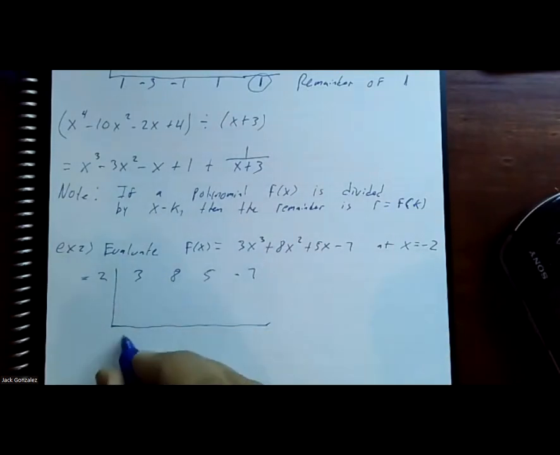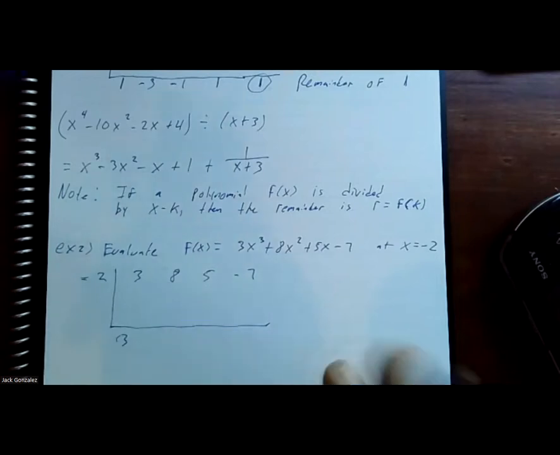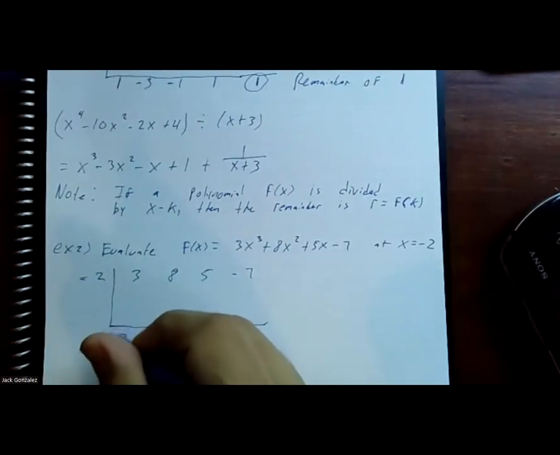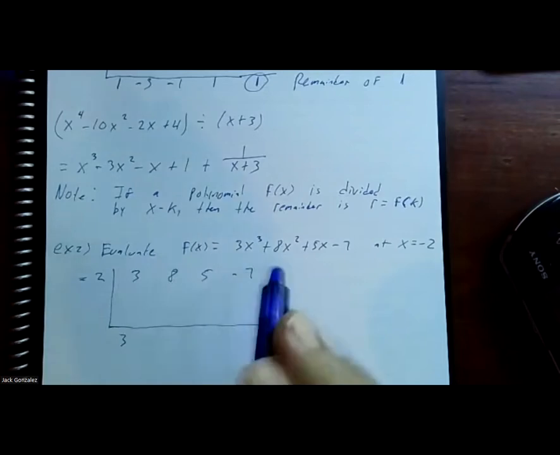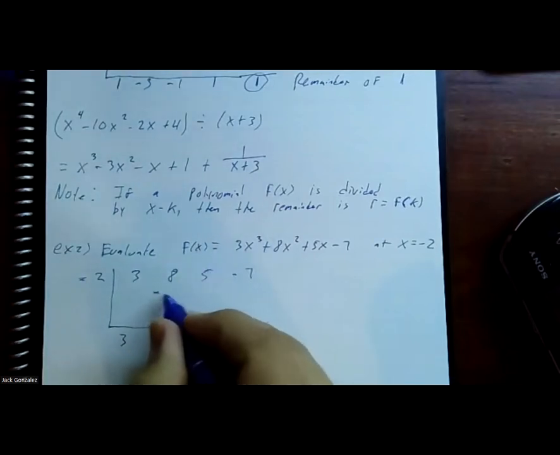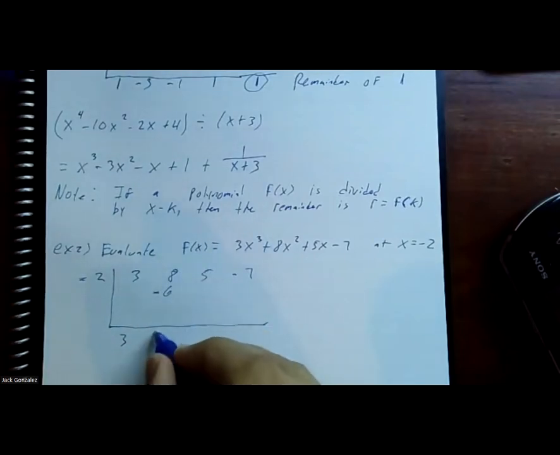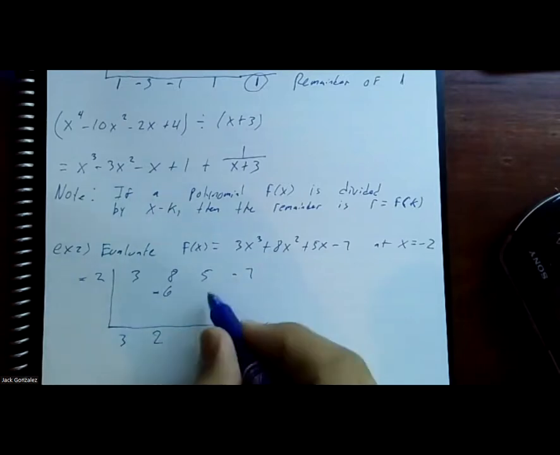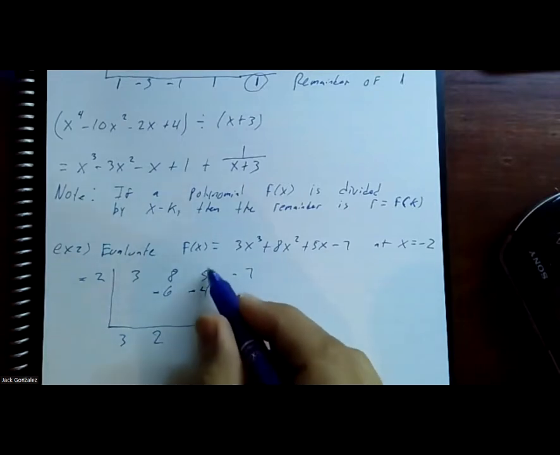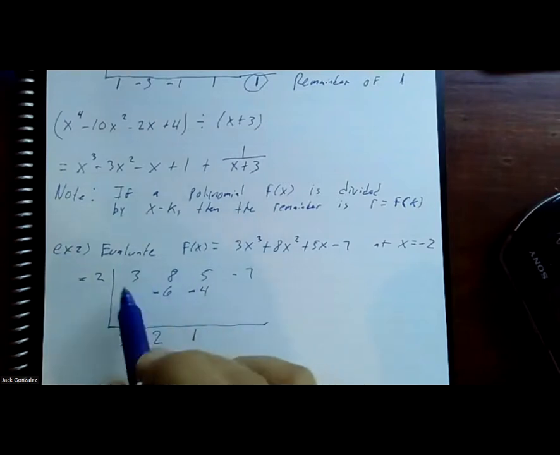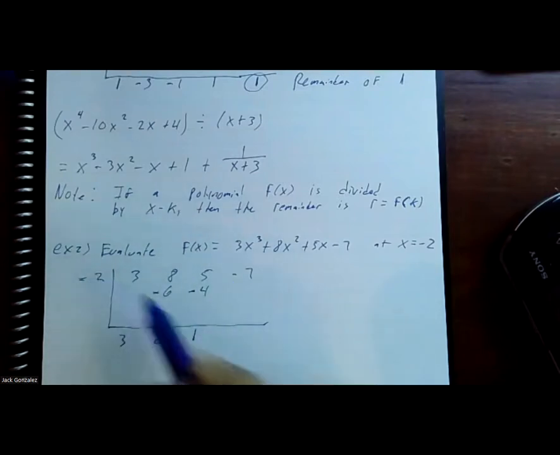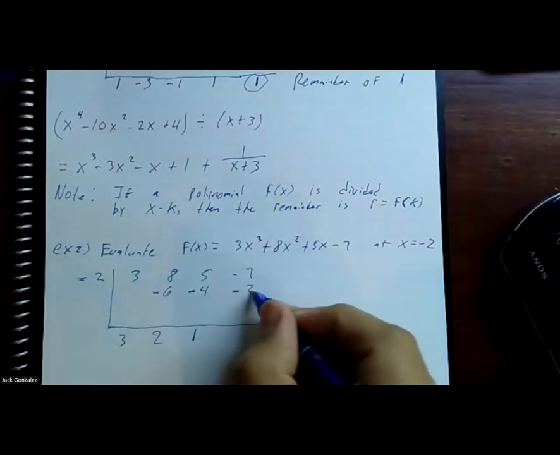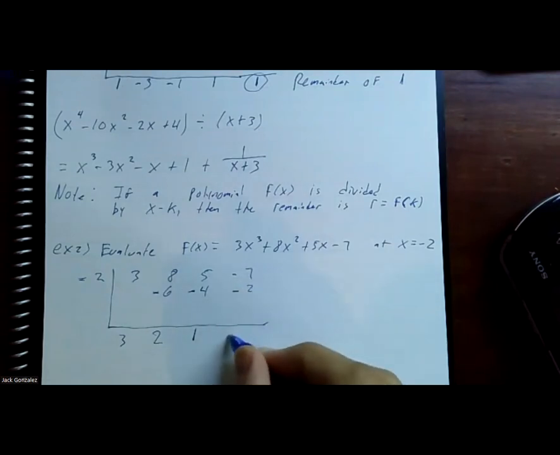So bring this 3 down. -2 times 3 is a -6. 8 minus 6 is a 2. -2 times 2 is -4. 5 minus 4 is 1. -2 times 1 is -2. -7 minus 2 is -9.